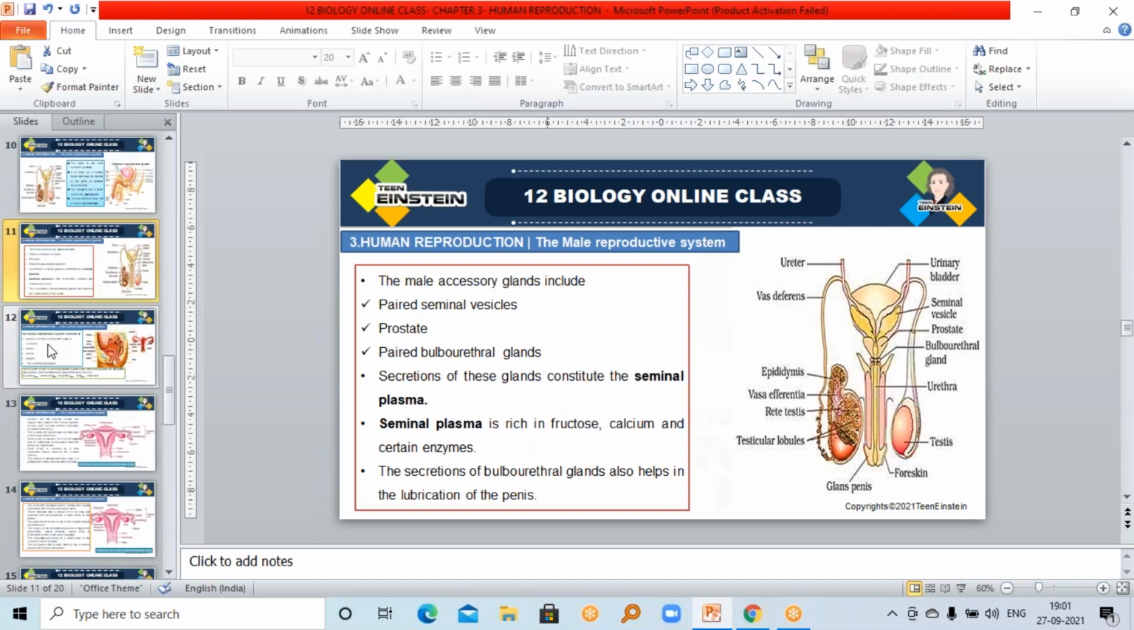Let me discuss some important points. So the ejaculatory ducts, we have already told, right? They are two short tubes. These tubes are formed by the union of the duct from the seminal vesicle and the vas deferens. Here you can see.